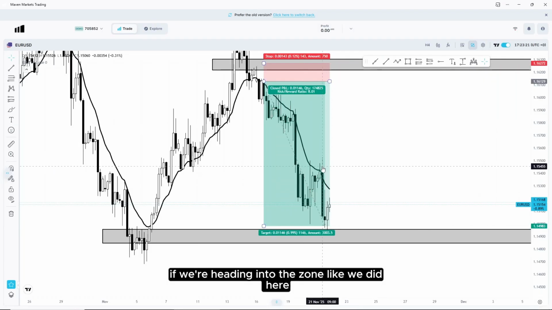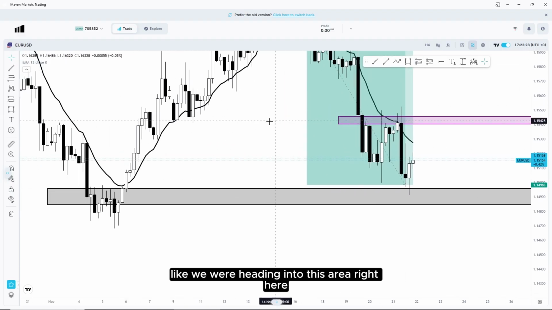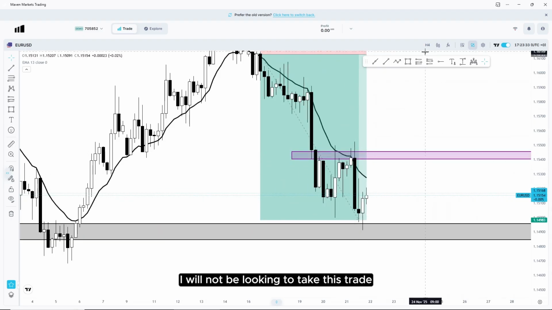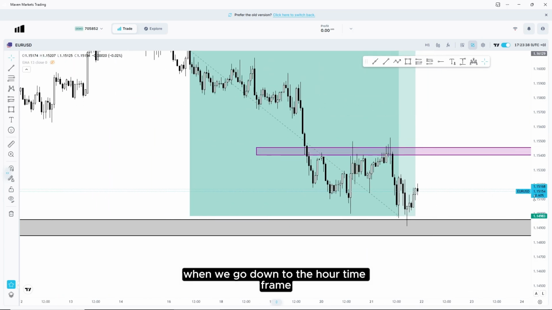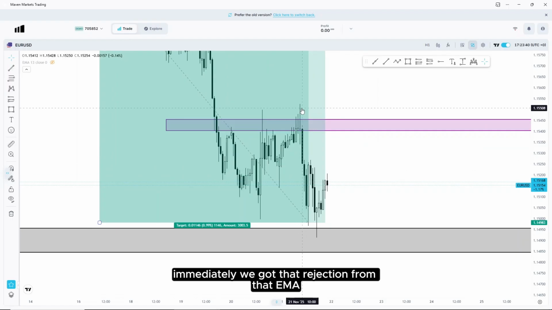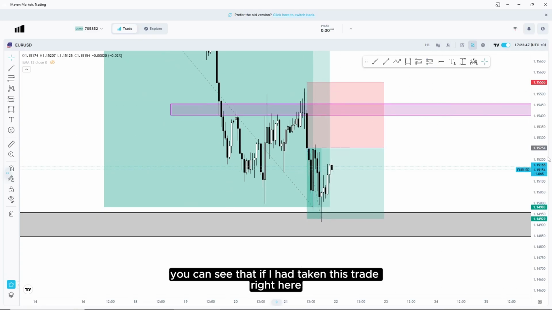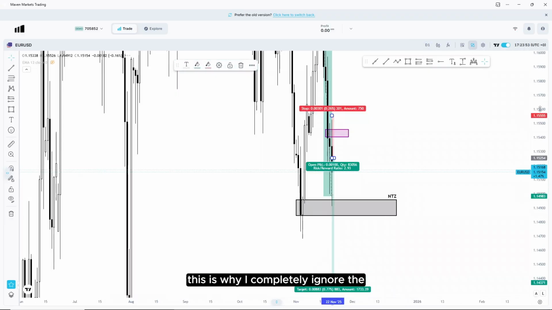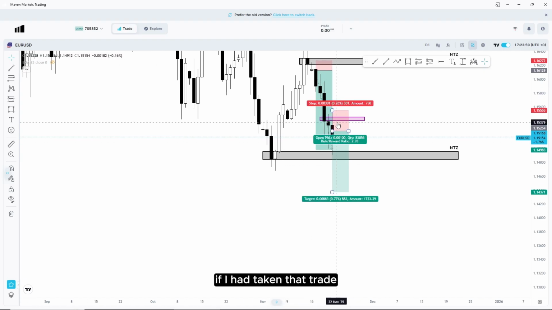If we're heading into the zone like we did here, like we were heading into this area right here, I'll not be looking to take this trade, because on the hourly time frame, immediately we got that rejection from that EMA. You can see that if I had taken this trade right here, then my take profit will be below the zone.